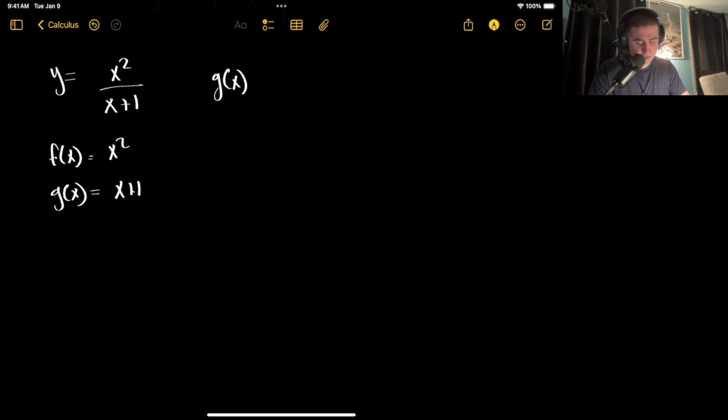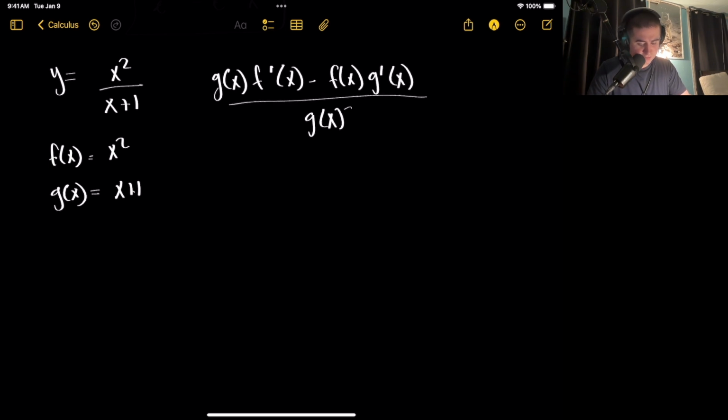All right, let's do a pretty simple one here. I'm going to come up with a random one. Let's have y equals x squared over x plus 1. We'll say f of x is x squared, and g of x is the one in the denominator, which is x plus 1. Then we'll use the quotient rule. I always rewrite my quotient rule as g of x times f prime of x minus f of x times g prime of x, over g of x squared.